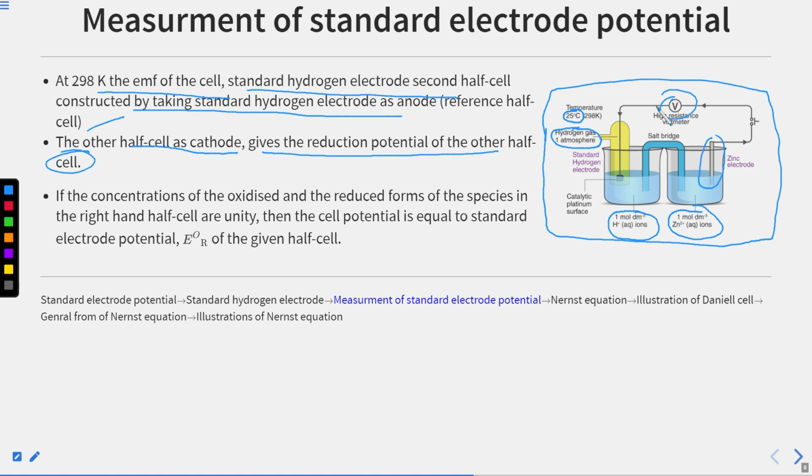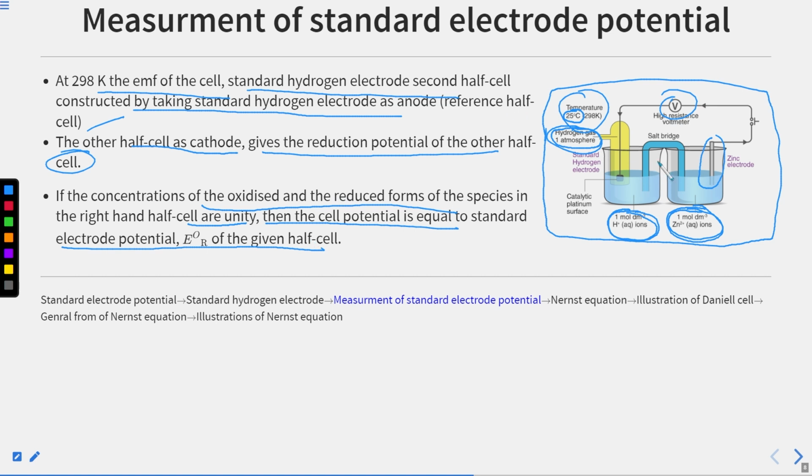Now you should also remember what are the standard conditions. We are taking 25 degrees Celsius. We are taking 1 atmosphere hydrogen. We are taking 1 molar concentration of this H plus ion, and plus we are taking 1 molar concentration of this zinc salt. All are this setup that we're taking. Now, if the concentration of the oxidized and reduced form of the species in the right hand half cell are unity, then the cell potential is equal to the electrode potential of the given half cell. The same thing is written here also, that we are taking the unity concentration on both the compartments, and hence whatever will be our electrode potential or EMF will be our standard electrode potential for the given metal.